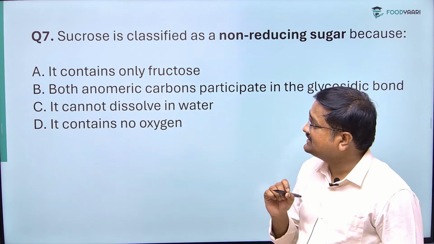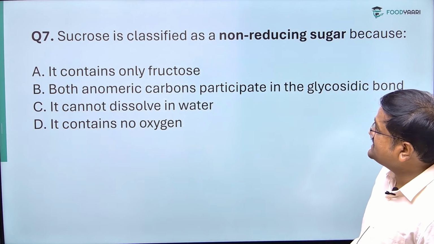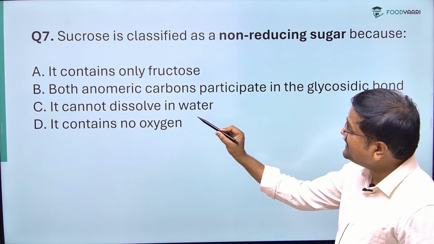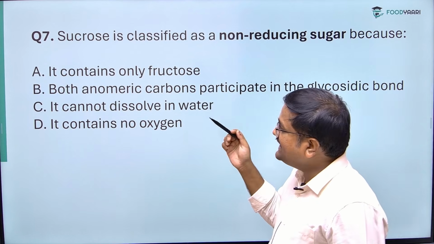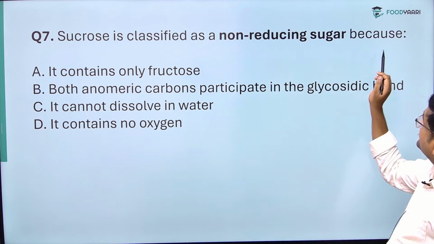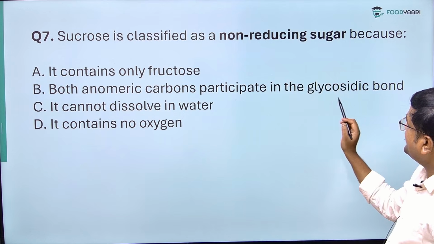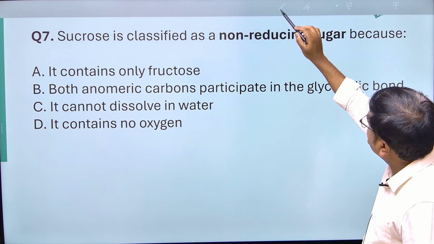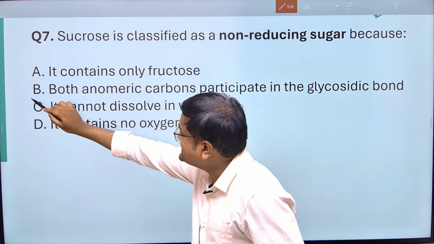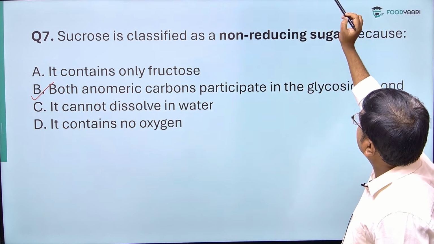Okay, so the right answer is that both anomeric carbons, that is the functional groups, the aldehydic and ketonic groups of the sugar molecules in sucrose, participate in the glycosidic linkage. So B is the right answer. Okay, so we'll move to the next question.